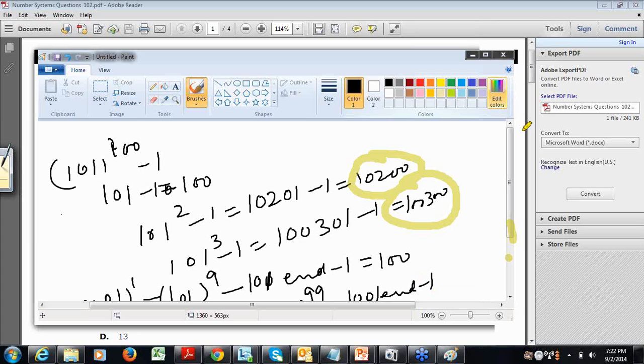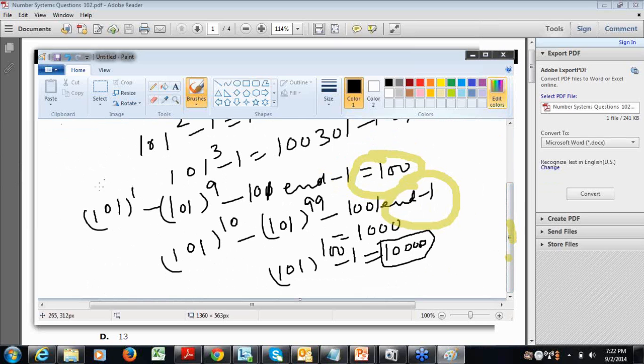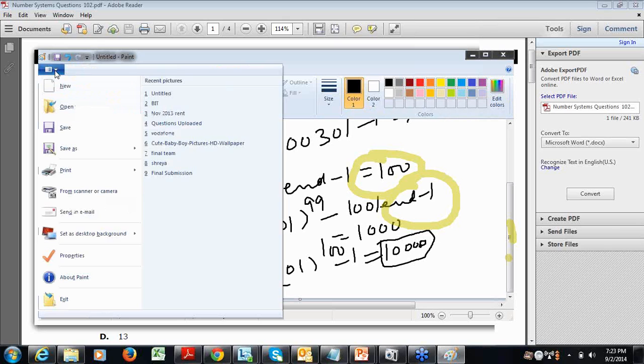Now moving on, similarly we can say that 101 to the power 1 till 101 to the power 9 minus 1 will always be perfectly divisible by 100. 101 to the power 10 till 101 to the power 99 minus 1 can be perfectly divisible by 1000, and 101 to the power 100 minus 1 will thus be divisible by 10,000. So this is on symmetry you can say it. Hope everybody is clear with this.